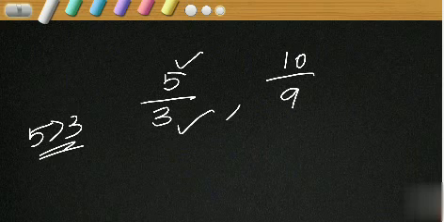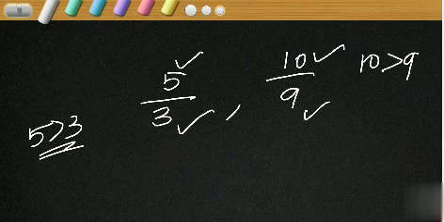Can you say some examples of improper fractions? Yes, 5 by 3. Here the numerator is 5 and the denominator is 3. 5 is greater than 3, isn't it? What about 10 by 9? Is it an improper fraction? Yes, the numerator is 10 and the denominator is 9. 10 is greater than 9.